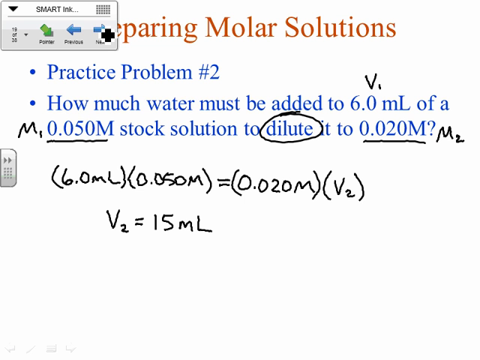Yep. Because our new solution needs to be 15 milliliters, but we already have 6. So we add 9 to it, okay? So 9 milliliters, 9.0 milliliters of, well, I guess it would just be 9, technically.